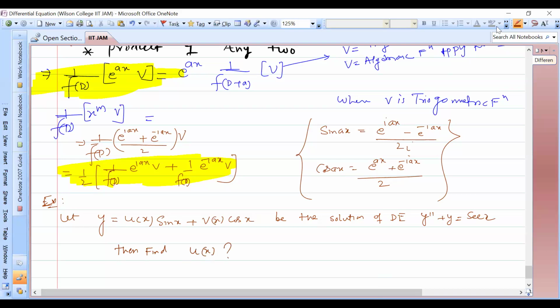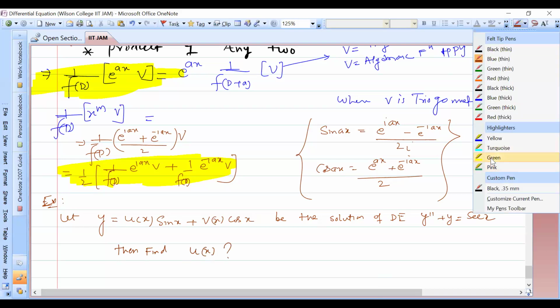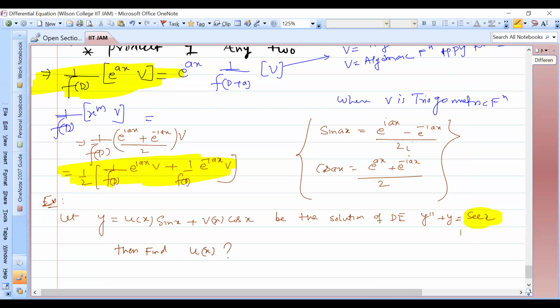Let's see. We have written 5, 6 forms. Are we getting sec ax, tan ax, sec square ax, etc. in any form? No, sir. So in such a type of problem, when the right hand side does not belong to the standard results or standard formulas, then we have to apply the method of variation of parameters. Okay.